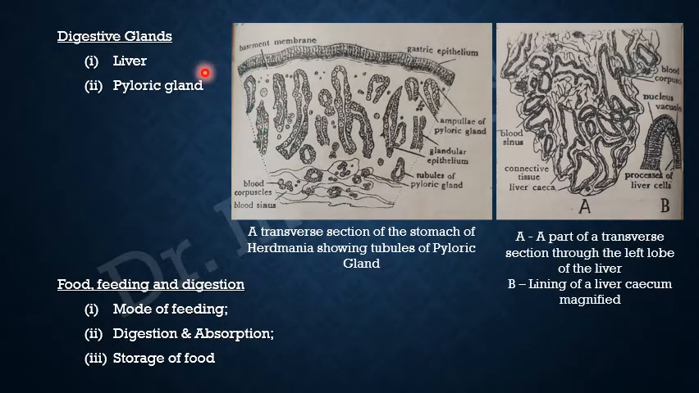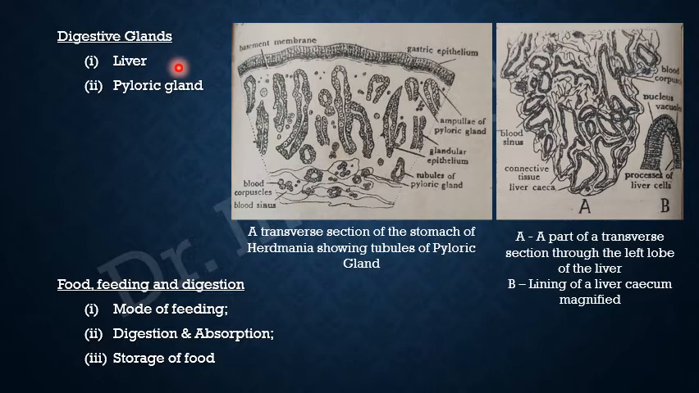Here are the digestive glands which are associated with the stomach, with the whole digestive system. One is the liver and the other is the pyloric gland. These glands are situated around the stomach. Actually, the pyloric gland is situated in the walls of the stomach, and the liver is placed surrounding the stomach. This you've already seen. There are two lobes, the left one is larger and the right one is smaller. So here we are going to do the detailed histological structure of both the glands.